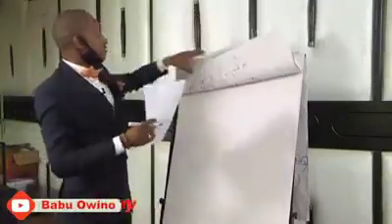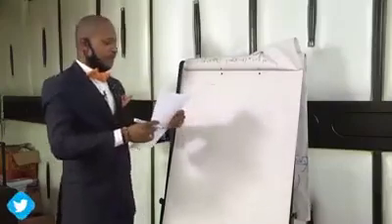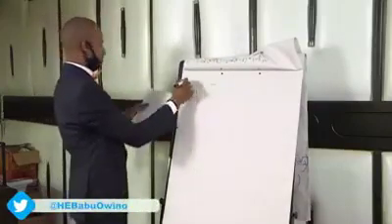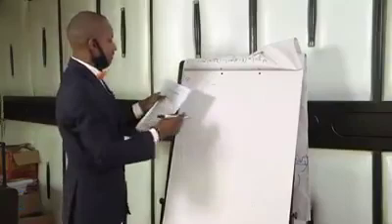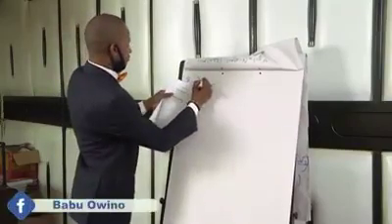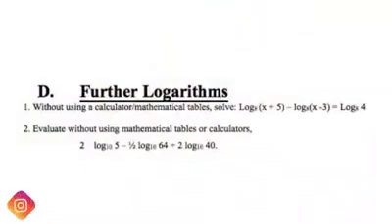We go to the next question. And in the next question, number 8, we have two. You are told to evaluate without using mathematical tables or calculators. So you are told to evaluate 2 log 5 to base 10 minus a half log 64 to base 10 plus 2 log 40 to base 10.